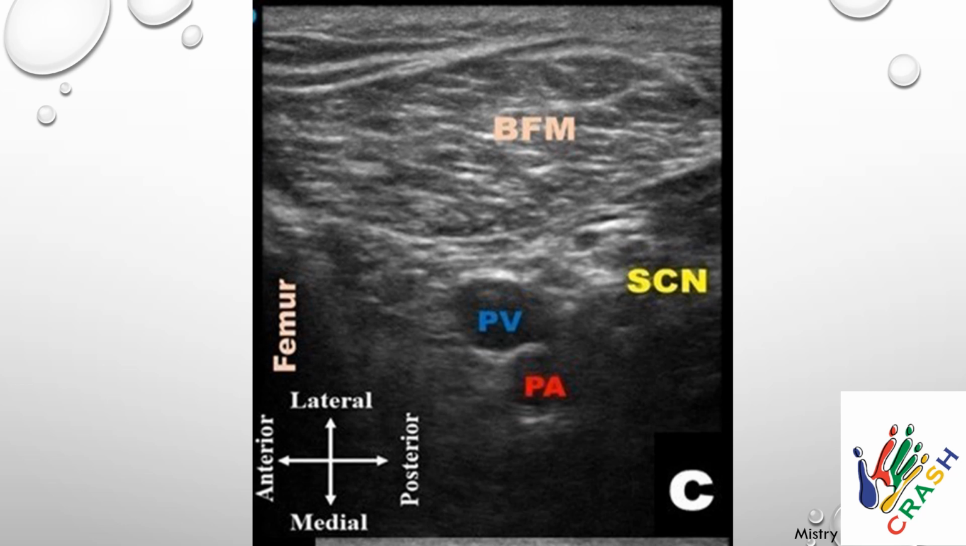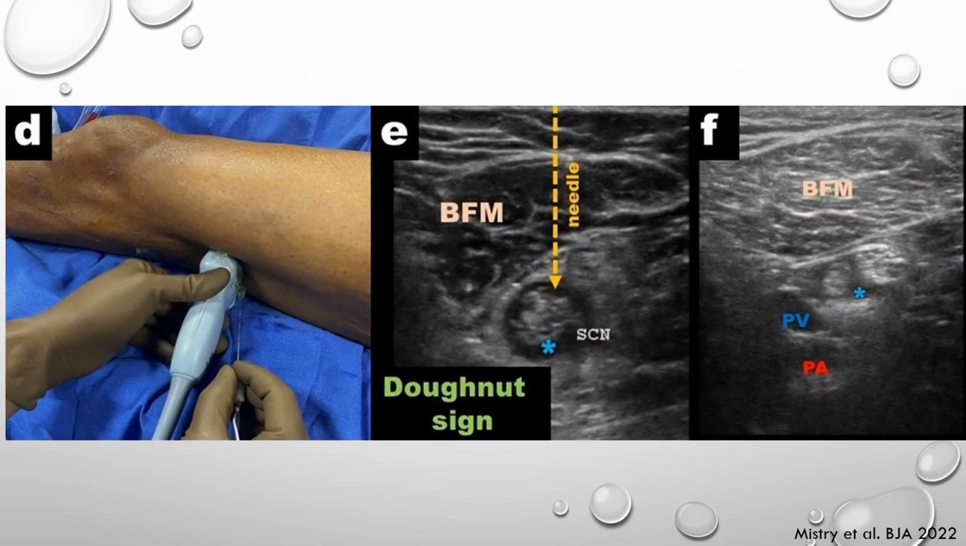The ultrasound image obtained with the probe placed in the distal thigh on the lateral aspect shows the biceps femoris, the popliteal vessels, and the sciatic nerve lying superficial to them. Needling for the CAPS block can be performed either in the out-of-plane approach or the in-plane approach. So the needle goes through the biceps femoris muscle to enter the paraneural sheath, and here you can see the injection of local anesthetic in the paraneural sheath, separating the common peroneal and the tibial nerves.